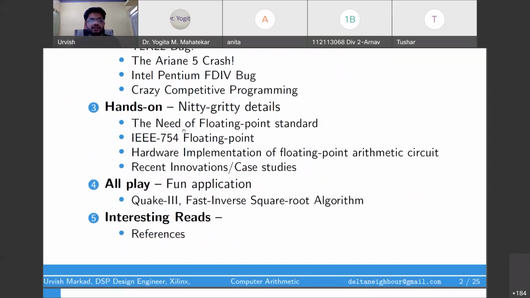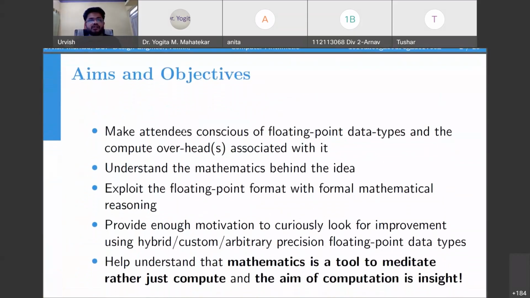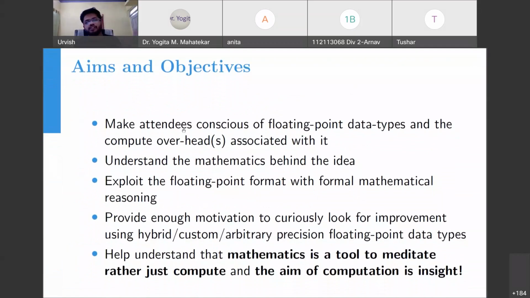Okay, starting quickly. My first aim and objective for this talk is to make attendees conscious about the floating point data type and the compute overhead associated with it.